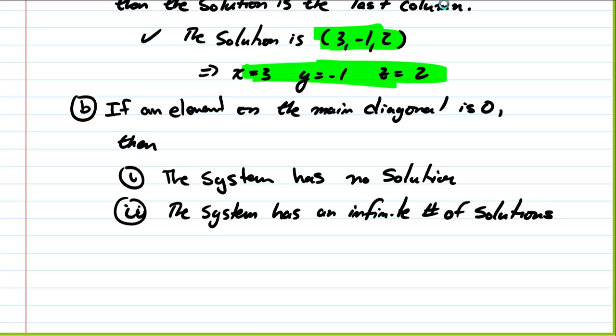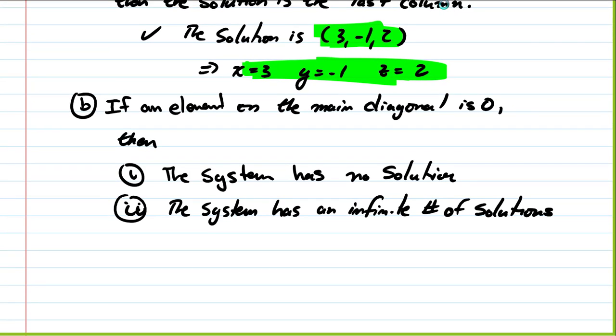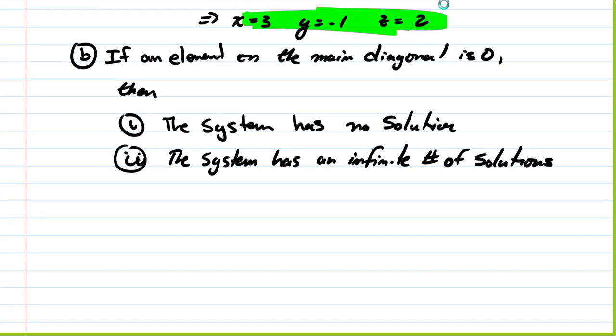So the first thing that we have to keep our eye on is what happened here. If we get 1s along the main diagonal, we're done. We just read off the last column. That's the answer. We love it when that happens. If we have a 0 element on the main diagonal, then we're in this case where it either has no solution or an infinite number of solutions, and we will talk about each of those cases.